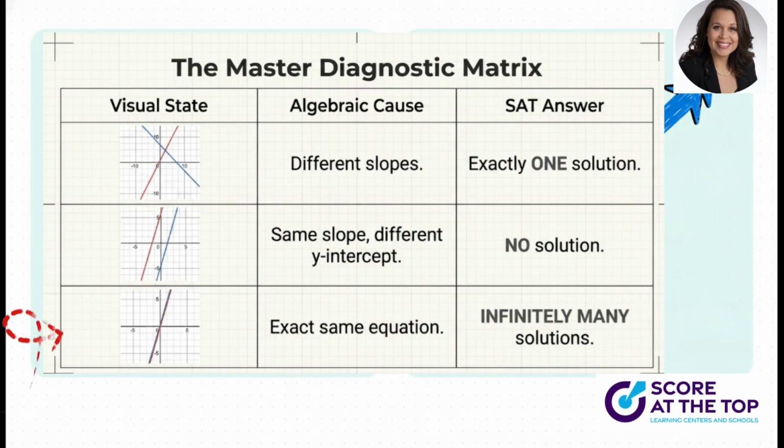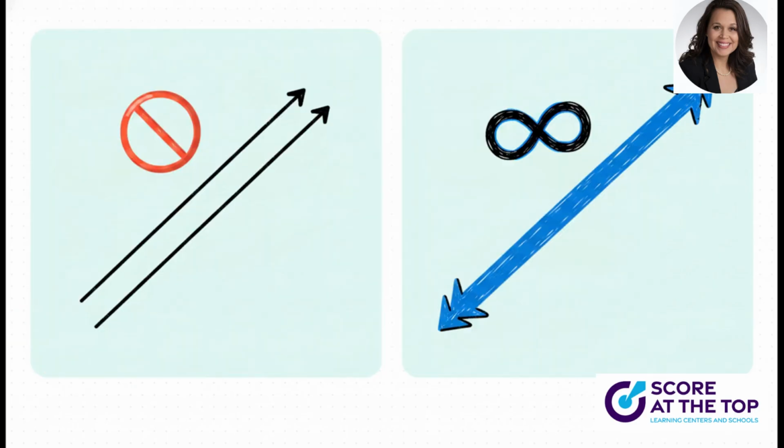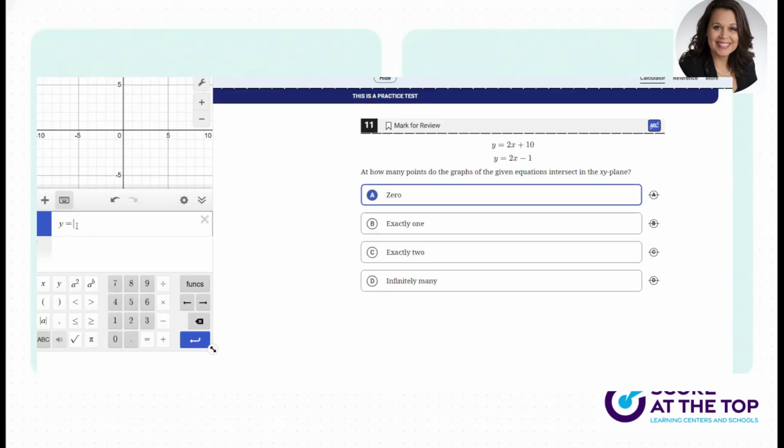For infinitely many solutions, one equation is really just a multiple of the other, like y equals 2x plus 1 and 2y equals 4x plus 2. They simplify right down into the exact same line. If you type them in and see parallel lines, your answer is 0 solutions. If you see one single line, your answer is infinite. Instantly solved.